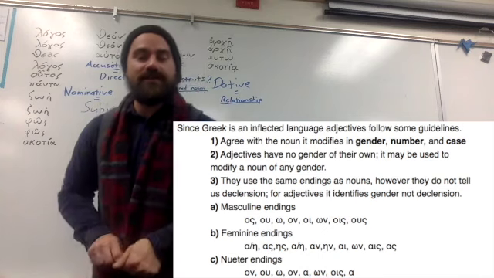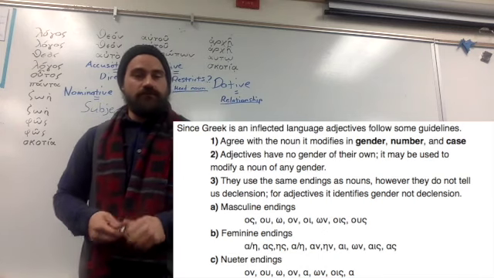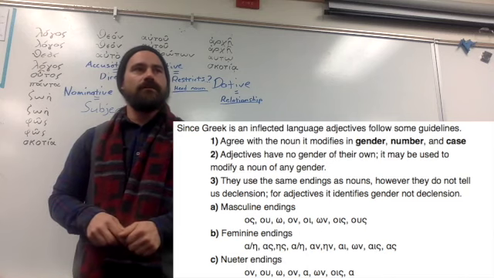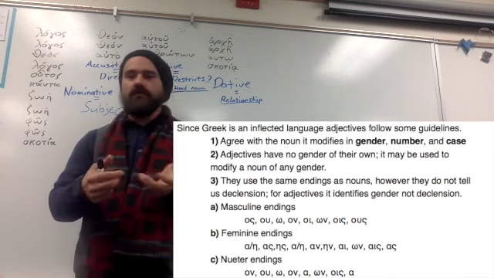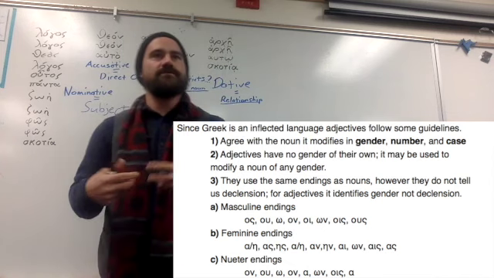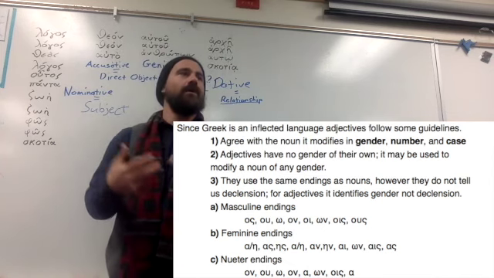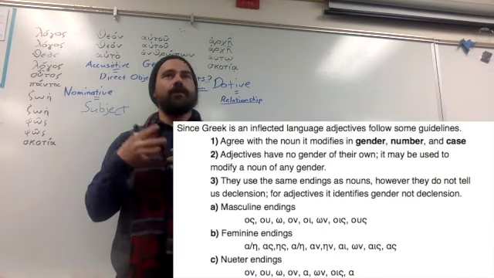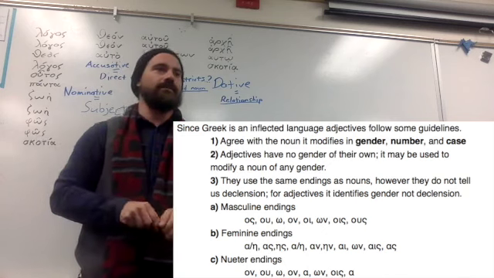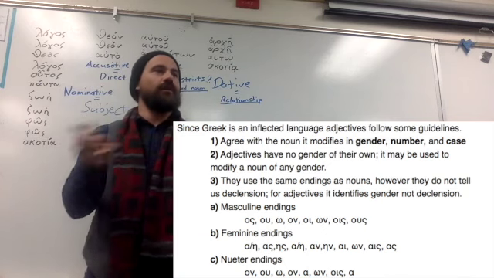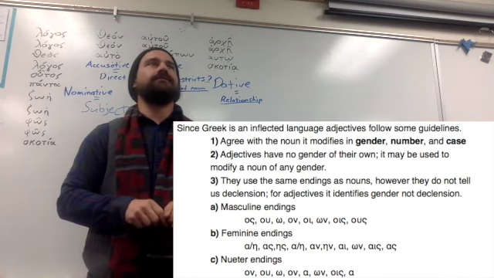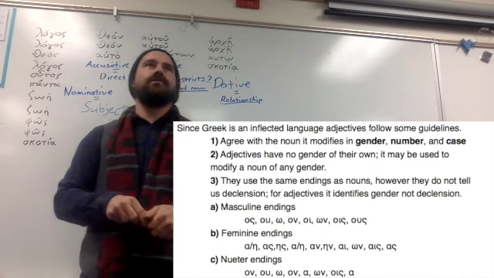Adjectives have no gender of their own. It may be used to modify a noun of any gender. So we looked on your homework, 2 weeks ago we had the word logos, which means word. It's masculine. It's always masculine. But if you were to put an adjective in front or behind logos, whatever way it ends up being, it could be the good word. Good is a masculine word as well.